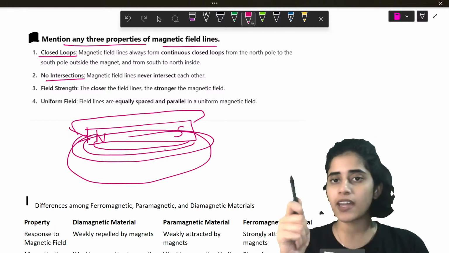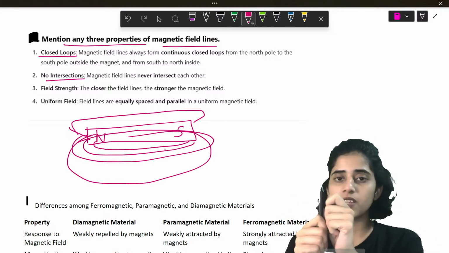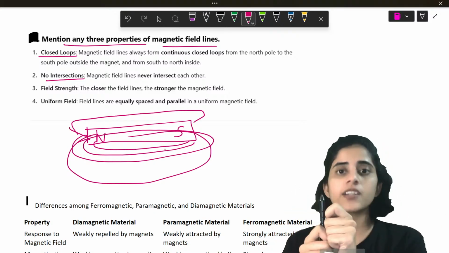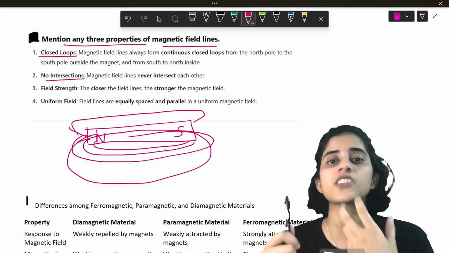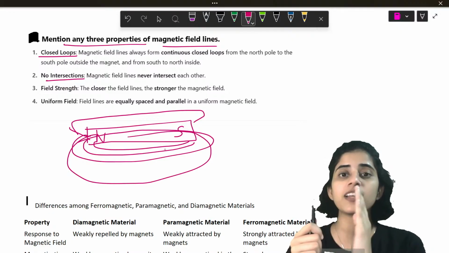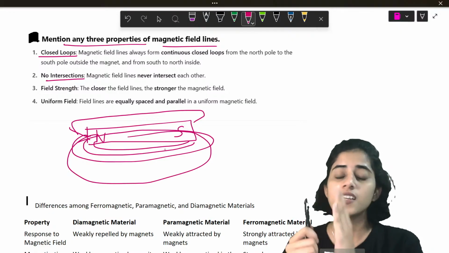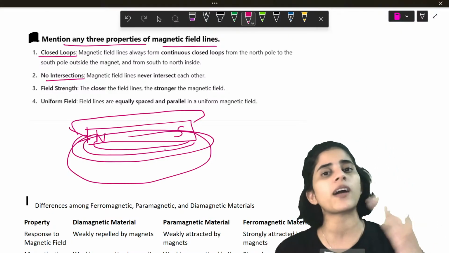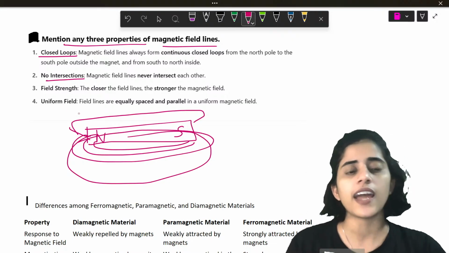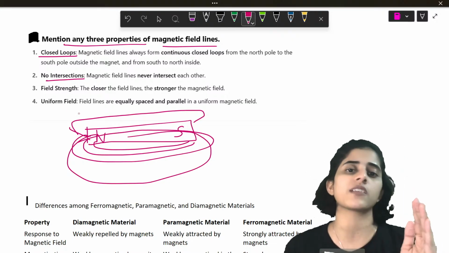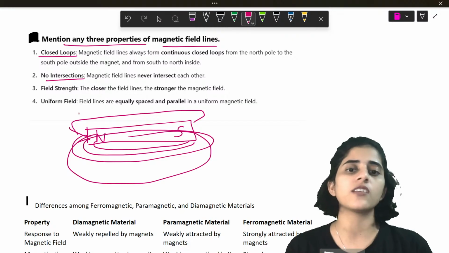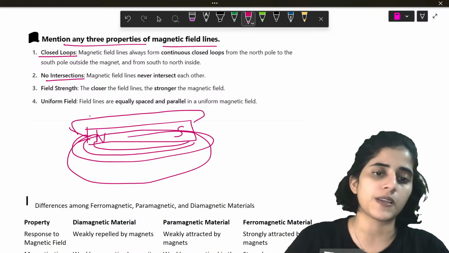If I have a magnet and I try to stick something to it, the closer it is to the magnet, the more magnetic field strength it will have. That is because the magnetic field lines are closer near the magnet. As you move away, the strength of the magnetic field lines reduces. And they're all uniformly spaced. Okay? They're all parallel, uniformly spaced.